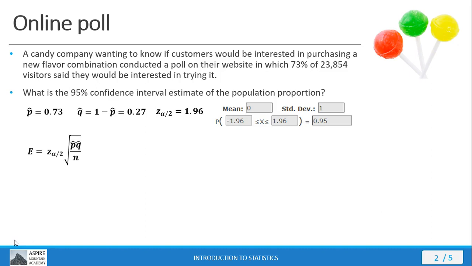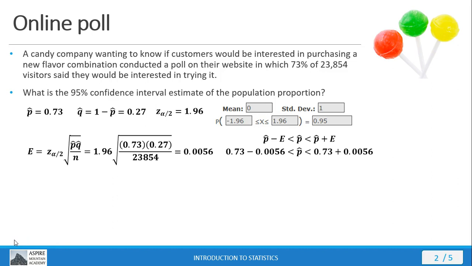Then we calculate our margin of error, which comes out when we substitute the values that we have into our equation. Calculated that out, 0.0056. So now we have everything we need to calculate our confidence interval. So here's our general form for our confidence interval. We substitute in what we know. 0.73 is our point estimate, and our margin of error, 0.0056. So we subtract those two numbers on the left, add them together on the right. That gives us a lower and upper limit for our confidence interval, 0.7244 and 0.7356.